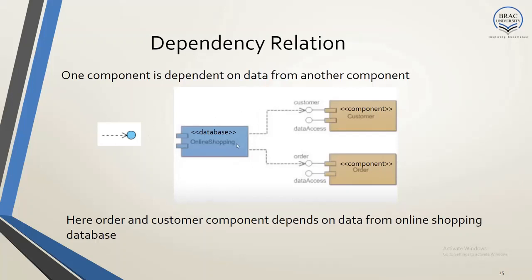So in such cases we use this dependency relation, and it is different because this is not something like we are importing anything, or connecting to an external library or something like that. It's just that we are requiring data from another component. That's why they are connected by this relationship.